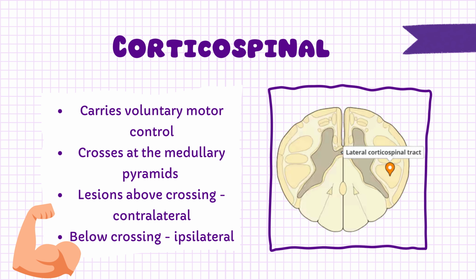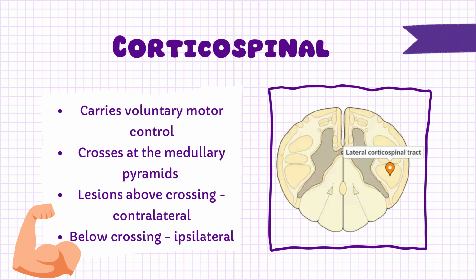Lastly is the corticospinal tract, which is a descending spinal tract. It begins in the primary motor cortex, precentral gyrus. Axons descend through the internal capsule, travel through the midbrain and pons, and reach the medulla oblongata. Here, about 85 to 90% of fibers decussate, cross over, at the pyramidal decussation in the medulla. This forms the lateral corticospinal tract.